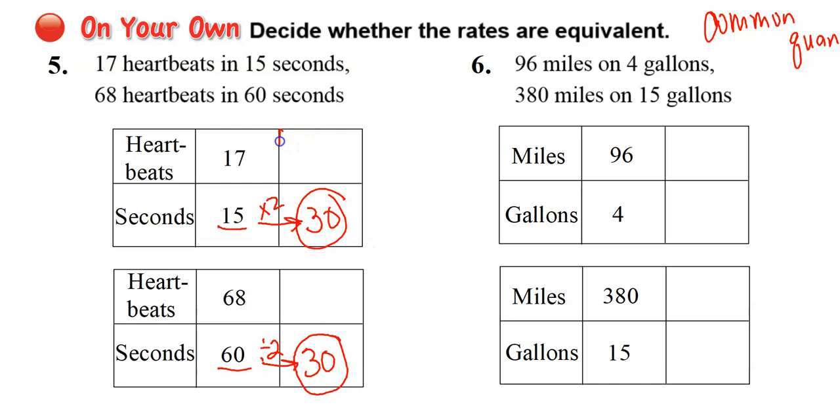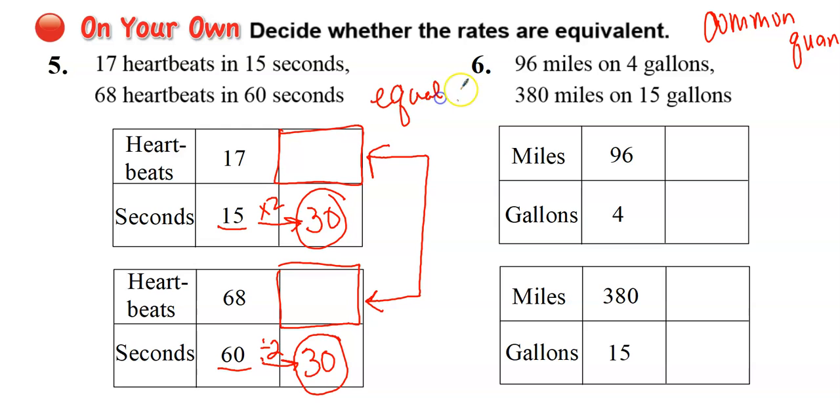Now I've got to fill this in and see if they are equivalent. There's my question mark, equal, question mark. When I go 15 times 2, I get 30. That means I also have to multiply 17 times 2, and I get 34. And 60 divided by 2 is 30, so I need to divide 68 by 2, and I get 34. Oh my gosh, that is a yes. They are equal. I've compared common quantities, and the heartbeat is 34 beats for every 30 seconds.